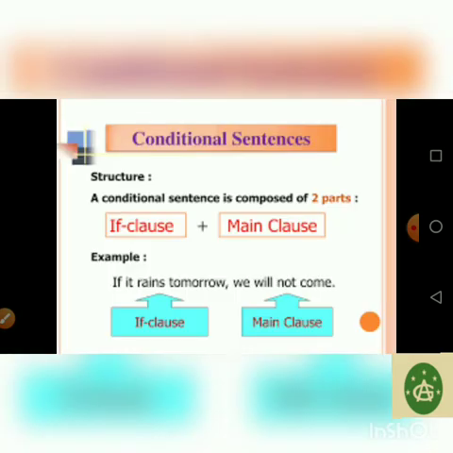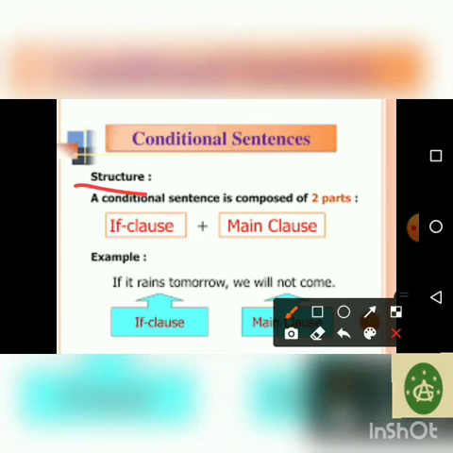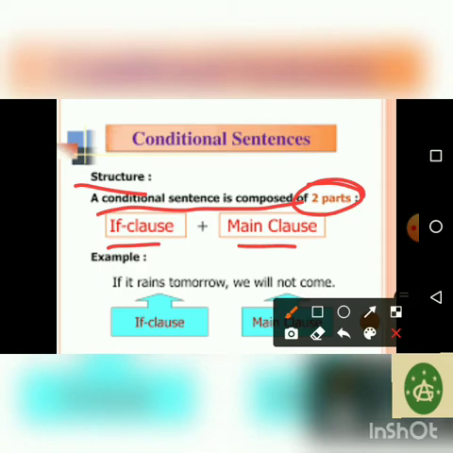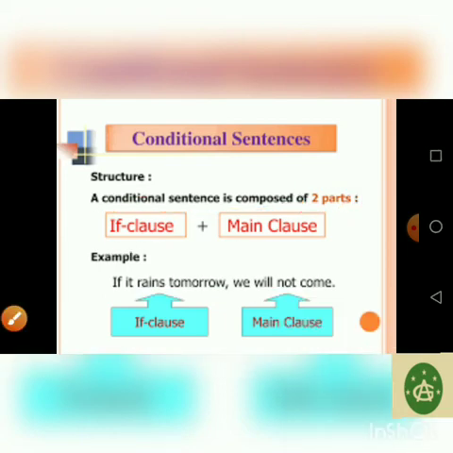Let's discuss the structure a little bit more. A conditional sentence is composed of two parts, the if clause and the main clause. We have just done it now. For example, if it rains tomorrow, we will not come. The main clause is "we will not come," and the if clause is "if it rains tomorrow." The condition is "if it rains tomorrow," and the main clause is "we will not come."